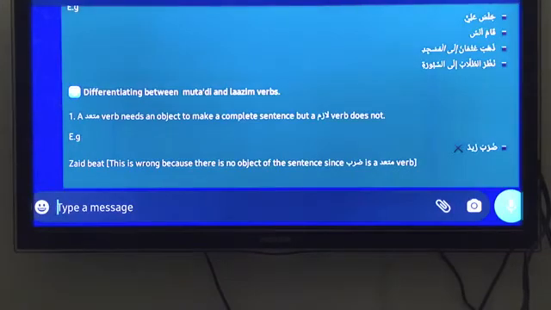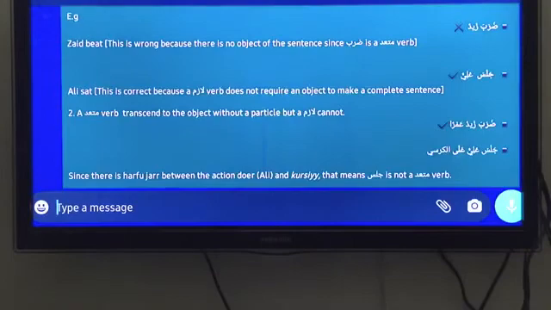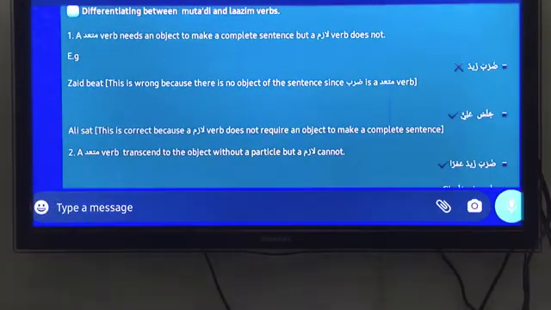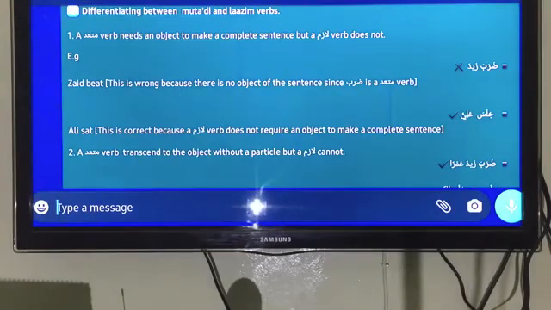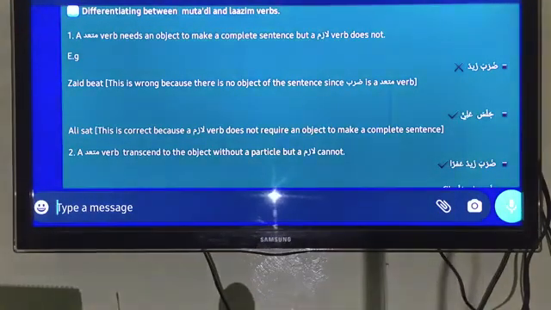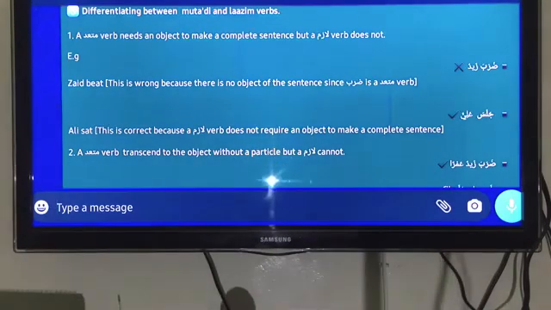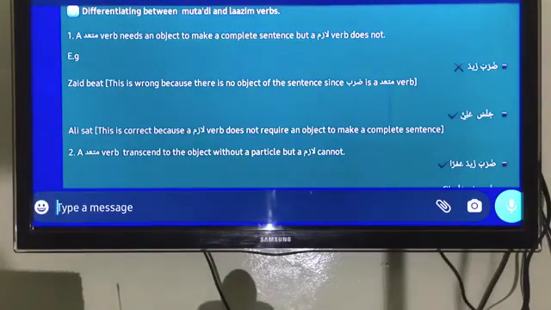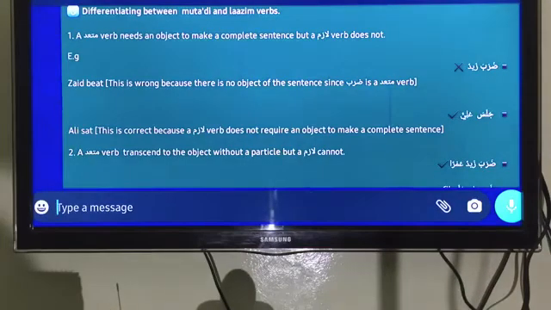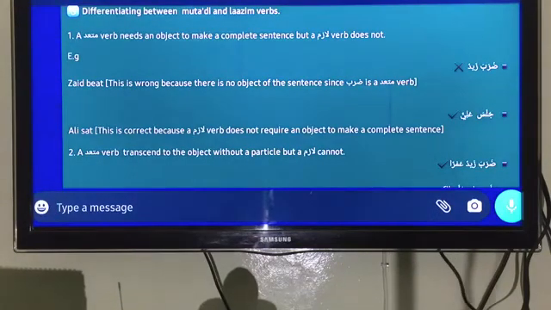So for example, daraba zaidun. If you say daraba zaidun, Zaid beat, this is wrong. It's not complete. We have to have an object that the action is going to act upon. So it has to be daraba zaidun amron. I hope you get. So jalasa aliyun. This is correct. Why? Because the verb does not require maf'ul bihi to make a complete sentence. Zaid sat, it is complete. But daraba zaidun is not complete because we need a maf'ul bihi, the action receiver, for it to make a complete sentence. So that's number one.